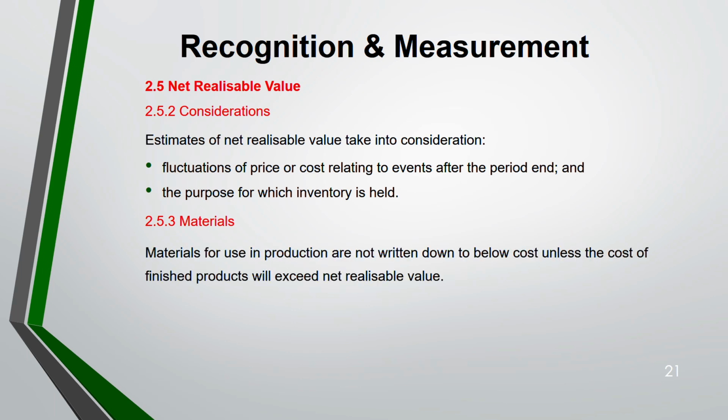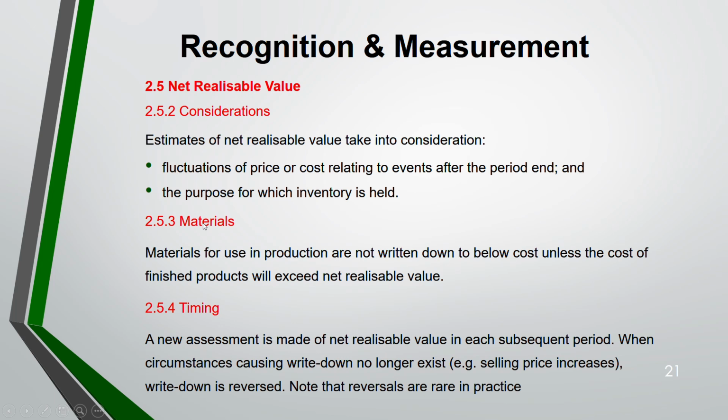Then materials. Materials for use in production are not written down below cost unless the cost of the finished products will exceed their net realizable value. See, the materials that you're using for production, you will not write them down below cost unless the cost of finished products will be more than the net realizable value. Then you can write down below cost. Timing. A new assessment is made of the net realizable value in each subsequent period. So in each subsequent period, the net realizable value keeps changing. When the circumstances causing the write down no longer exist, that means your selling price increases, then you have to reverse your write down. Note that these reversals are very rare in practice.